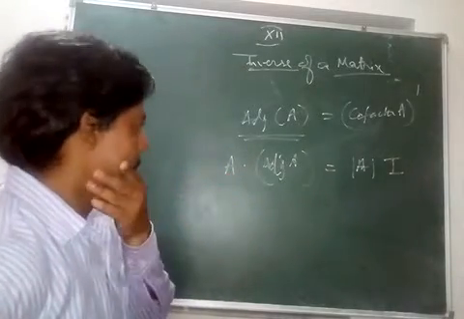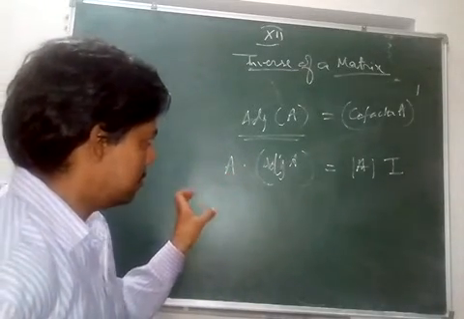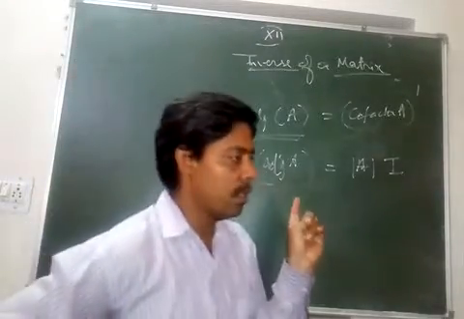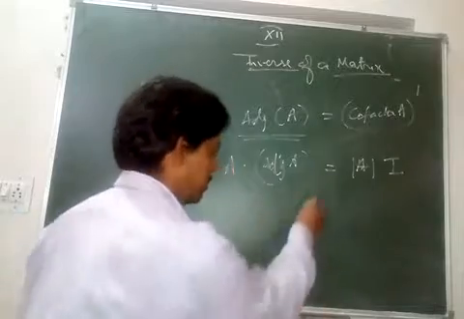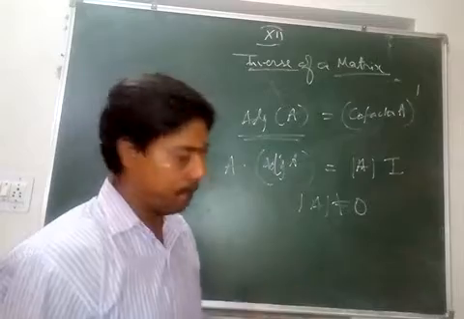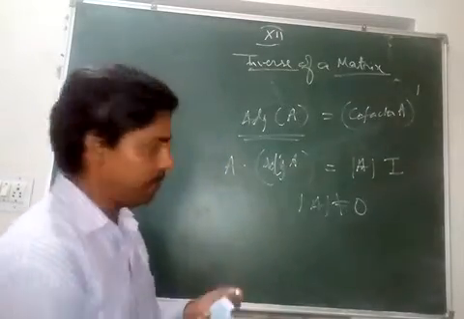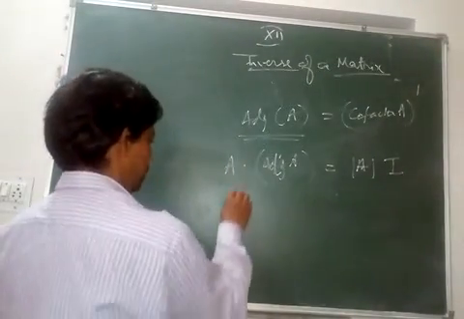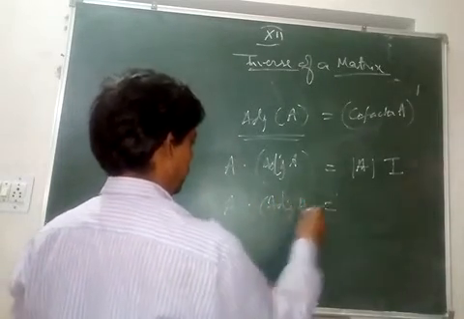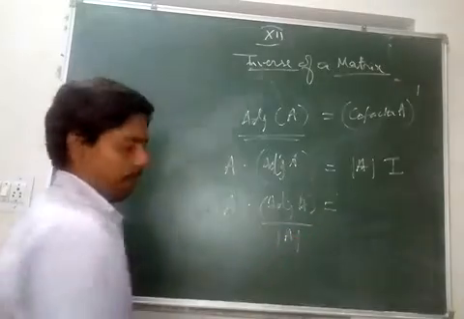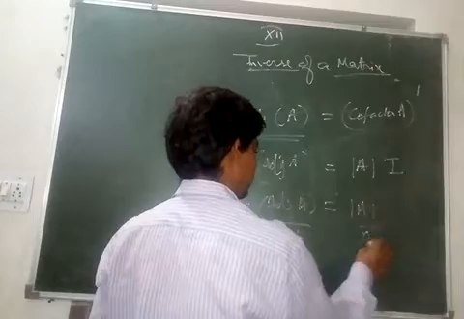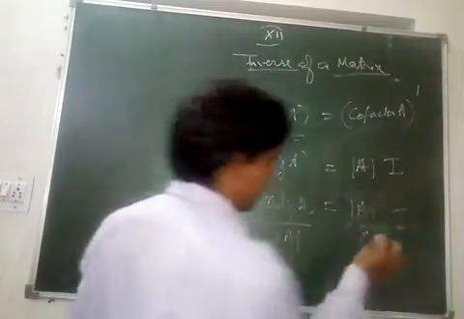So now from this, if you want to find the inverse, there is another theorem: if A is non-singular, which means its determinant is not equal to 0, then we can get the inverse of A. So pay attention to how we are doing that. I am writing A into adjoint A is equal to determinant of A into I. Now divide both sides by determinant of A. Why are we dividing by determinant of A? Because determinant of A is not 0, so we can divide and this gets cancelled.